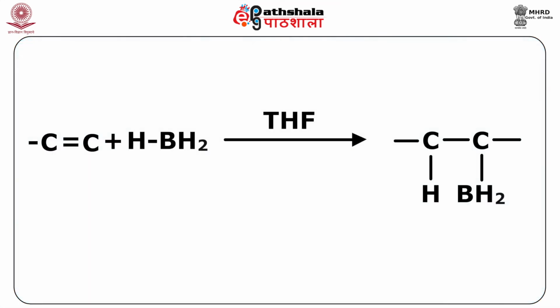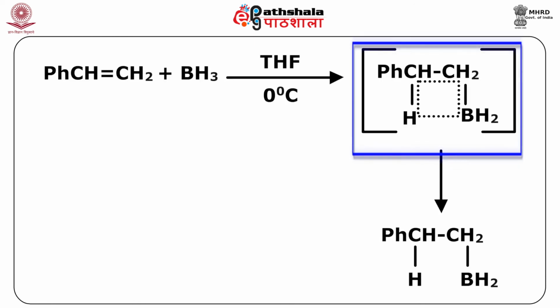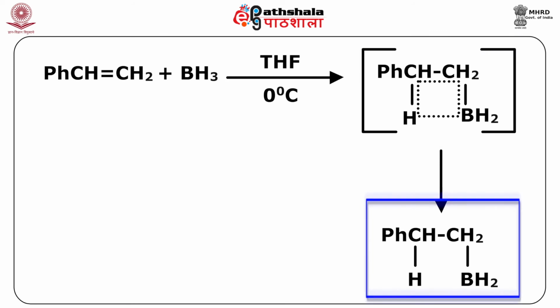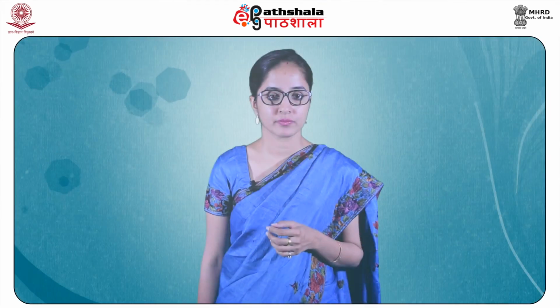The addition of borane to a double bonded or triple bonded group to give an organoborane is known as the hydroboration reaction. The mechanism involves a concerted four-member transition state. The boron always combines with the carbon of the double bond that is less substituted. This is another example of regioselectivity.